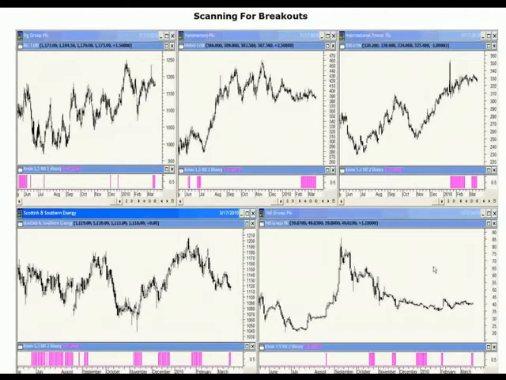Now, whereas this has gone part of the way towards identifying possible trades, it hasn't gone all the way, because just because a stock has gone into a period of low volatility, it doesn't mean it's going to break out tomorrow or the day after. As you can see here with Hammerson, it's been in a squeeze for quite some time.